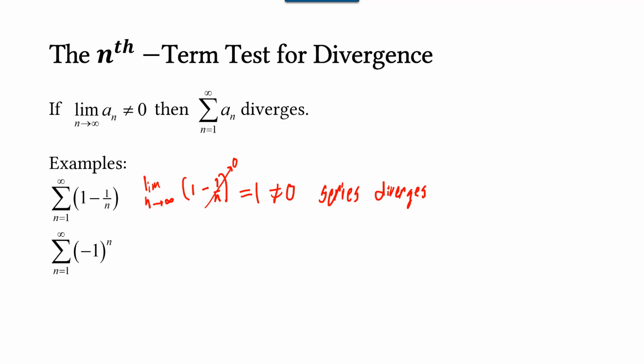Here's a second example. If I take a look at the limit as n goes to infinity of minus 1 to the n, well, that bounces back and forth between minus 1 and plus 1. So it has no limit. Whenever something bounces around indefinitely, that's a does not exist for the limit, and certainly does not exist is not 0. So this series diverges as well.